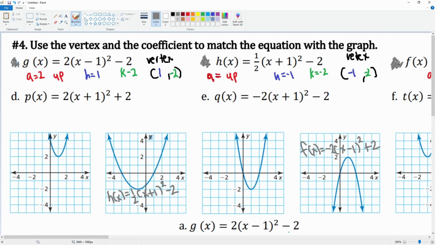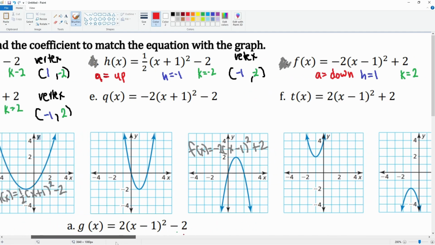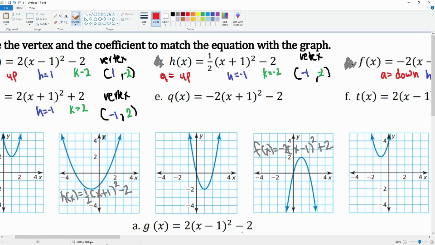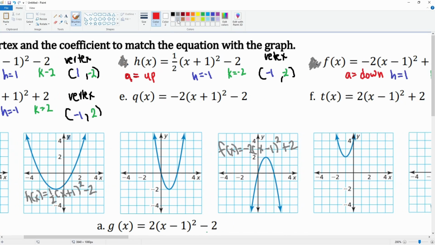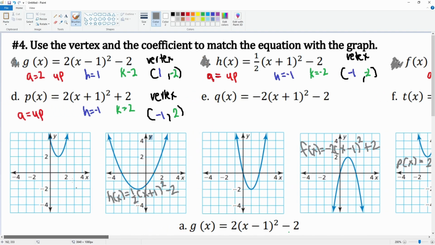Then let's take a look here. Let's find the vertex. h is equal to -1, k is equal to 2. So the vertex is the point -1 comma 2. The a value here is positive, so it's going to open up, with the value of 2. Let's locate that vertex first. -1 comma 2 opening up, which is this one. So it would be p of x is equal to 2 times (x plus 1) squared plus 2. All right, so that would be this one.